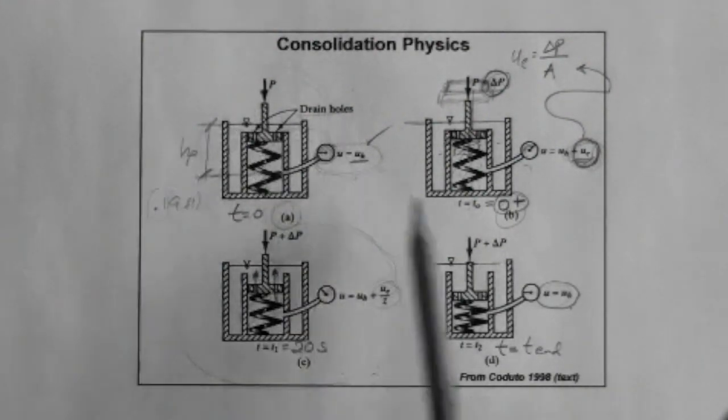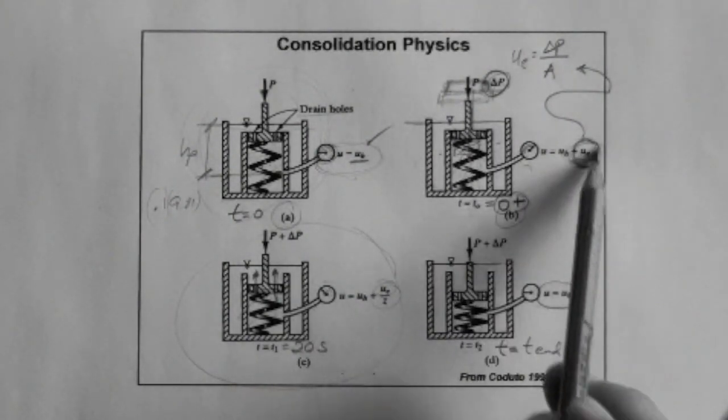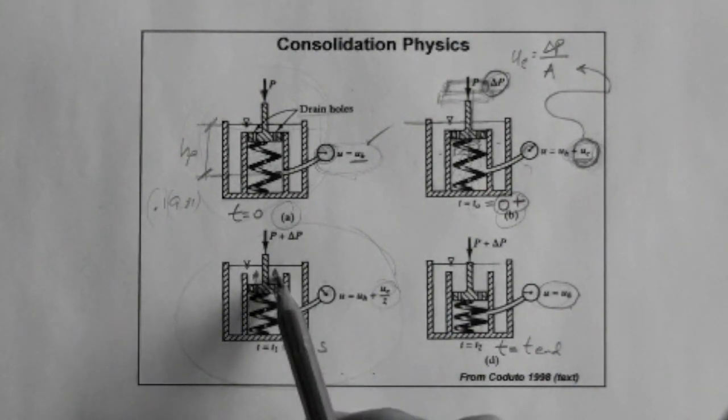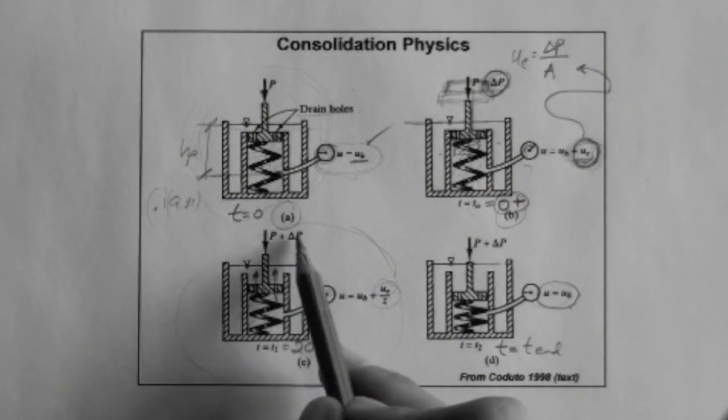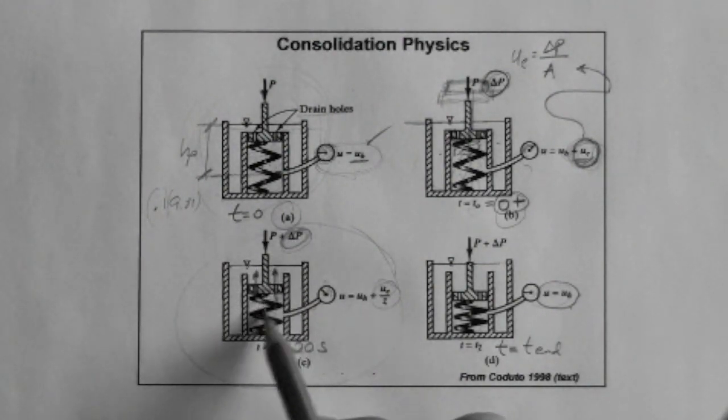This is the process of consolidation. Here there's nothing going on. Here you place the load and consolidation begins. The UE is generated, and in time it is dissipated by the water escaping, and the load is transferred from the water to the spring.